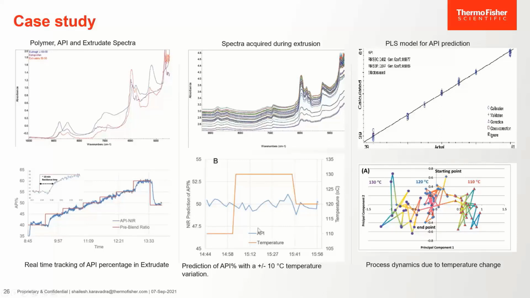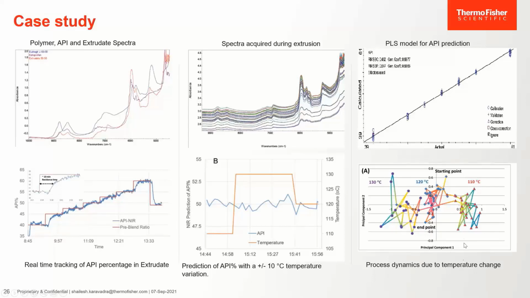This model was also subjected to a temperature variation change to make sure that the model was robust enough to still predict the correct API concentration. And we came to know from this that even though the temperature change was plus or minus 10 degrees Celsius from the steady state temperature, we were accurately able to predict the API content.